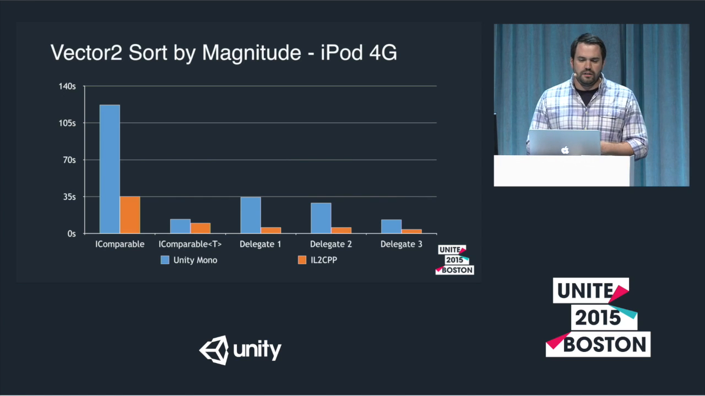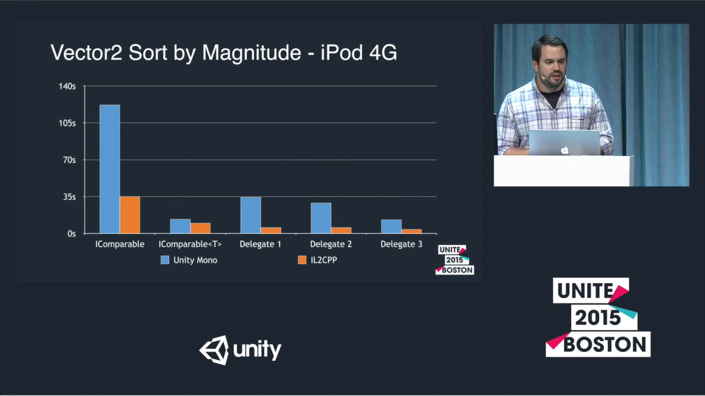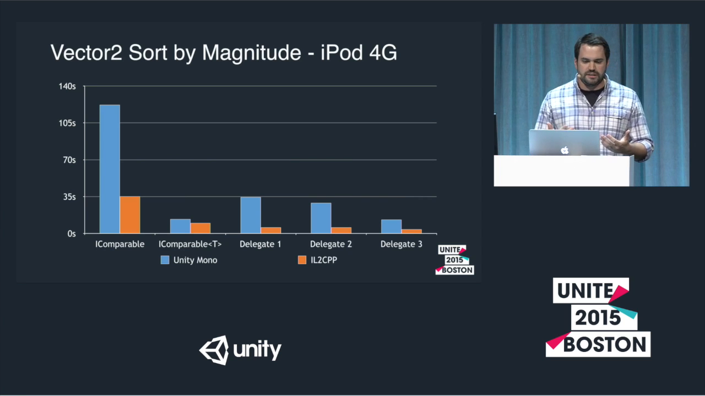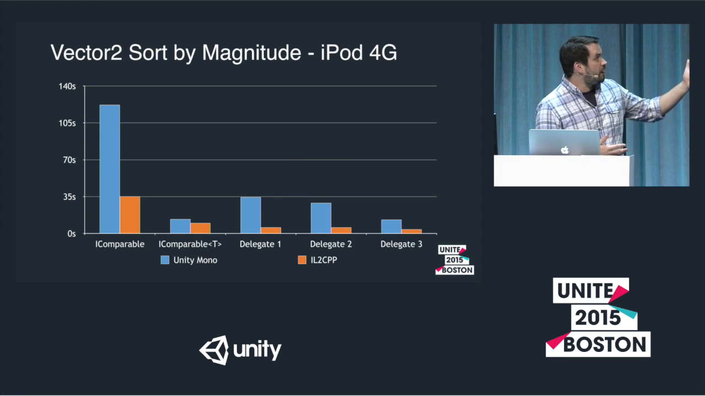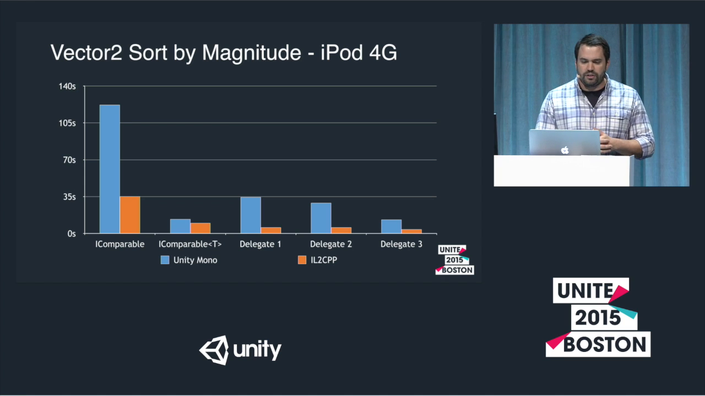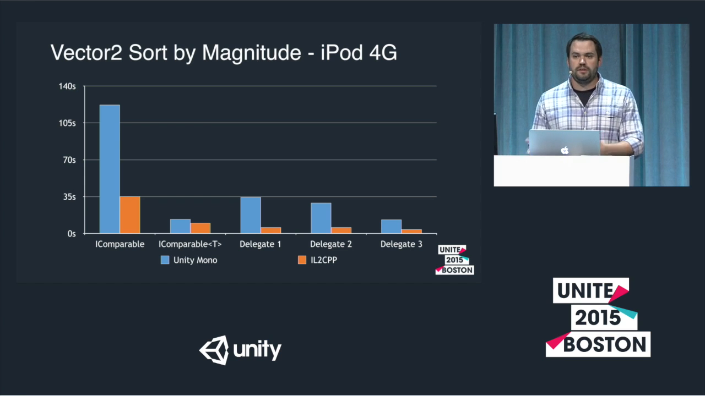And what we'll see here, this graph shows us a couple things we can take away from this. First is, if we look at the IL2CPP times, if we ignore the IComparable one where the GC basically dominated everything, what you see is no matter which one you pick, in IL2CPP you're going to be running faster than whichever one you picked with the previous scripting backend. So in general, across the board, you're getting a nice speed bump on everything.